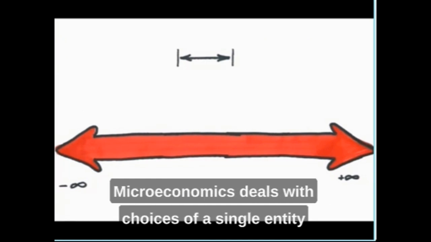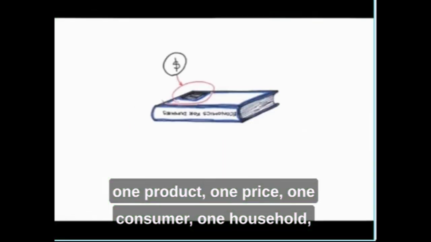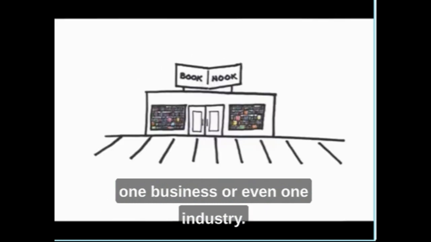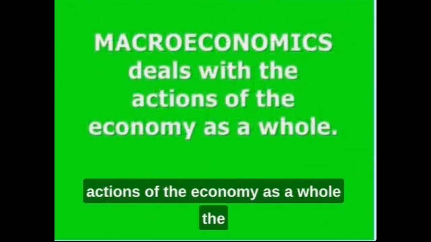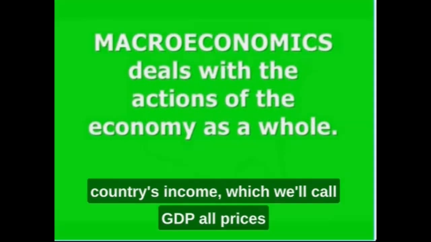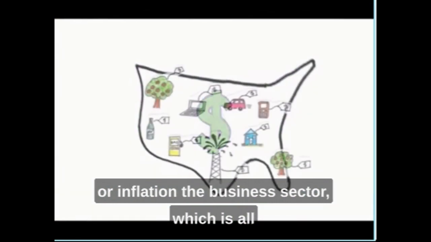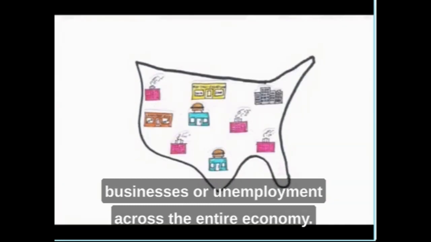Microeconomics deals with choices of a single entity, one product, one price, one consumer, one household, one business, or even one industry. Macroeconomics, on the other hand, deals with the actions of the economy as a whole, the country's income, which we'll call GDP, all prices, or inflation, the business sector, which is all businesses, or unemployment across the entire economy.